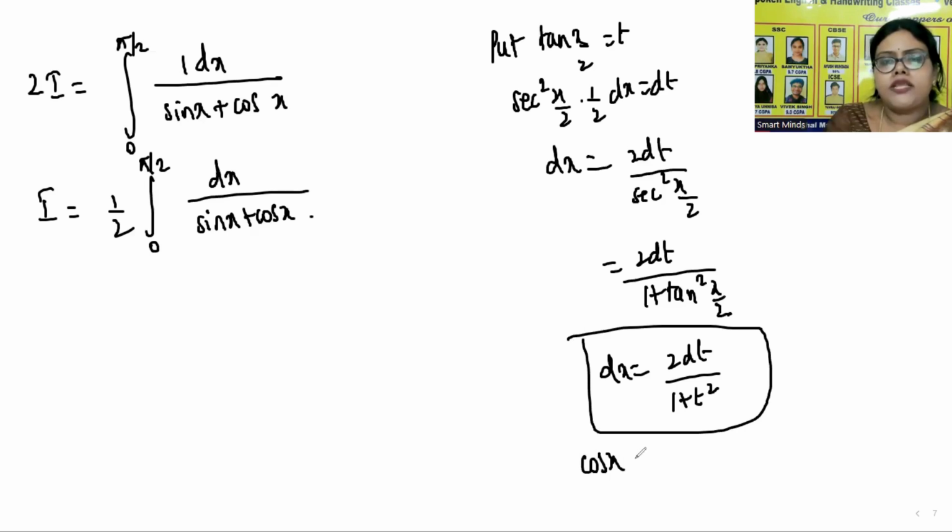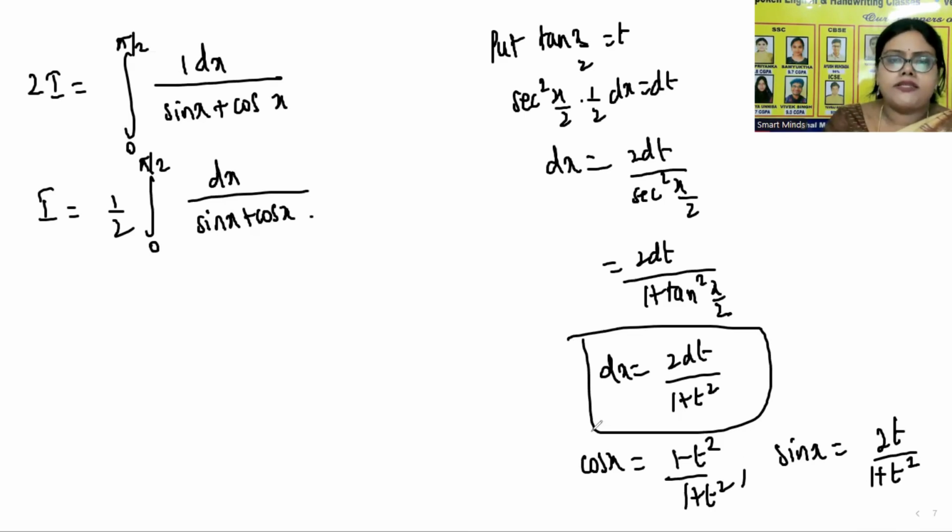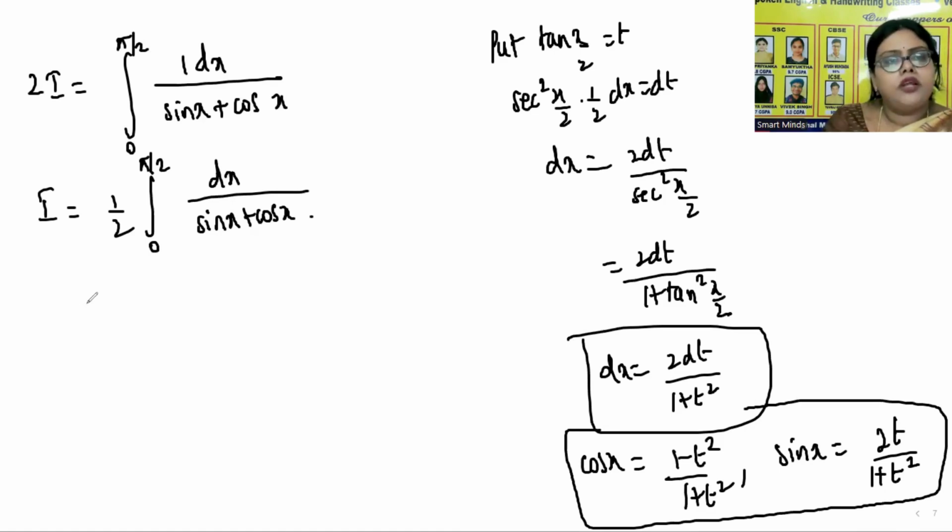Then what is cos x? 1 minus t square by 1 plus t square. And what is sin x? 2t by 1 plus t square. This is sin x, cos x and dx values. Now we are substituting these values over here.